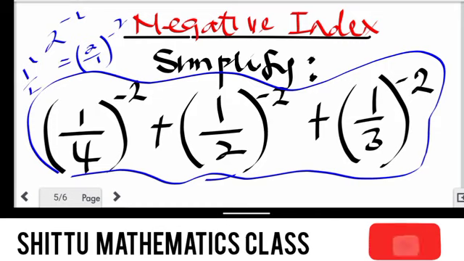So therefore, if you want to neutralize the minus, you interchange the fraction, that is the fraction that happens to be the base. Do you understand now? That is all I have for you today concerning this negative index.